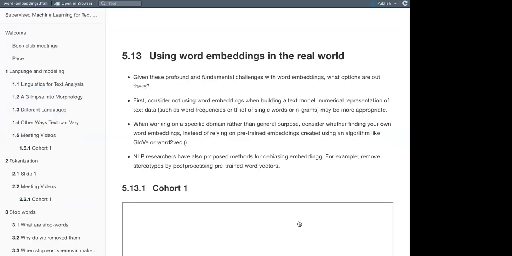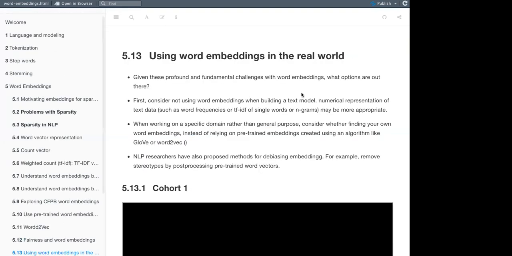The next one, which is the last, I guess, is using word embedding in the real world. How can you use embedding in the real world? We have seen some of the challenges of embedding, right? Fairness and bias. So can we just go and use them? Consider not using word embedding. Use TF-IDF if it works for you. N-grams and frequency-based methods may be quite appropriate for your own use case.